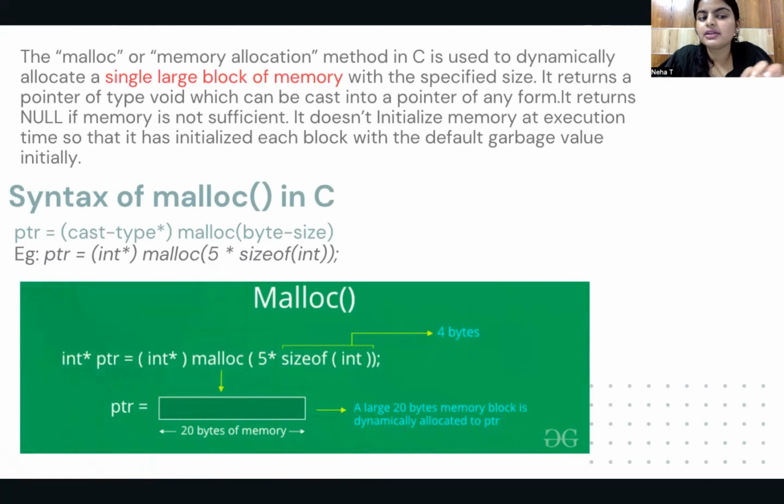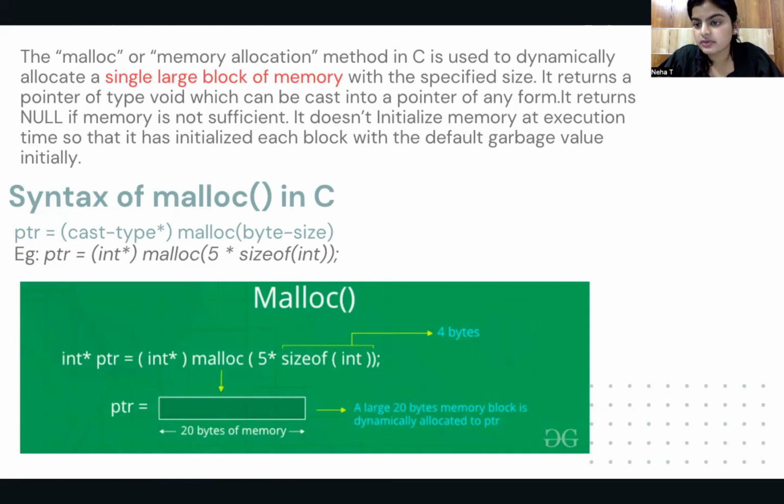It returns a pointer of type void, which can be cast into pointer of any form. It returns null if the memory is not sufficient. It doesn't initialize memory at execution time, so each block has the default garbage value initially. So the main point here is it just allocates a single large block of memory of the specified size, and the second one is it returns null if the memory is not sufficient.